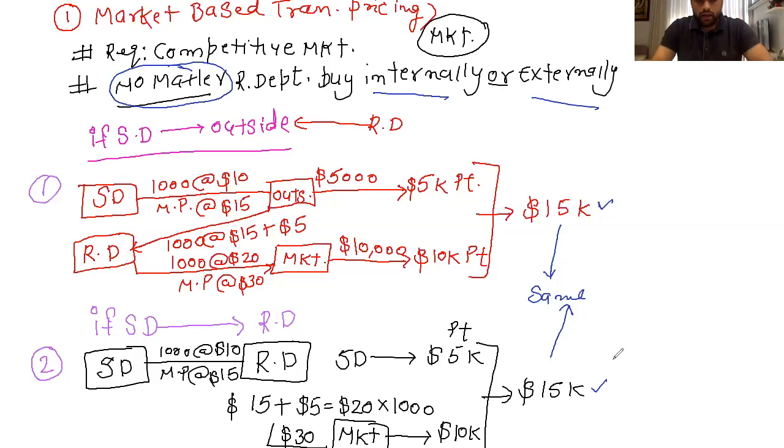All right. Now we move on to the second method. The second method is cost-plus pricing, or cost-plus markup pricing.